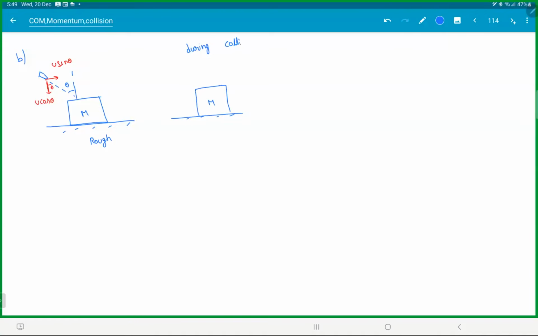Now look at this thing. During collision, if you look at the forces involved, the normal reaction is impulsive. Friction is also impulsive. If there are impulsive forces, you can't conserve momentum. And after collision gets over, the bullet gets embedded and this goes with some v common. This is just after collision.